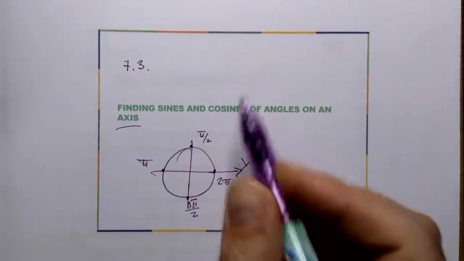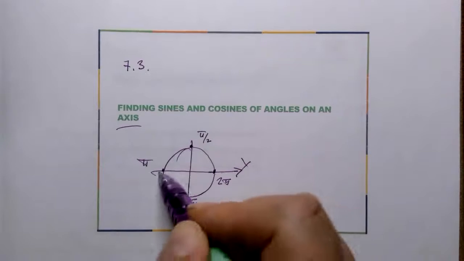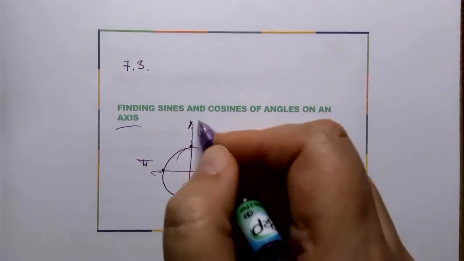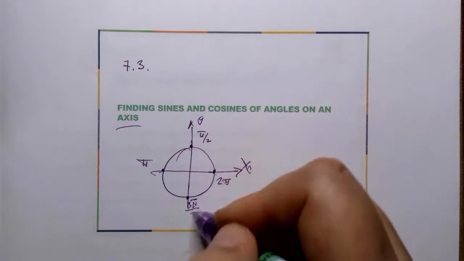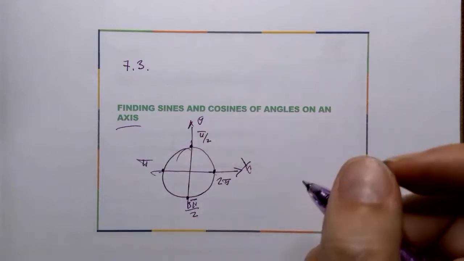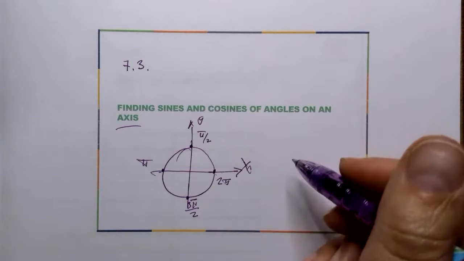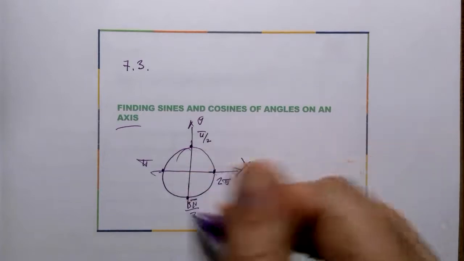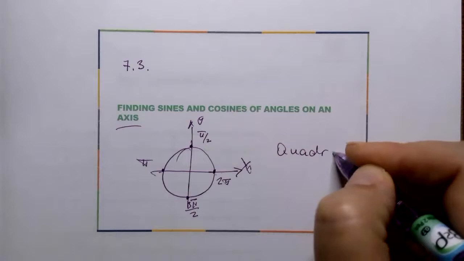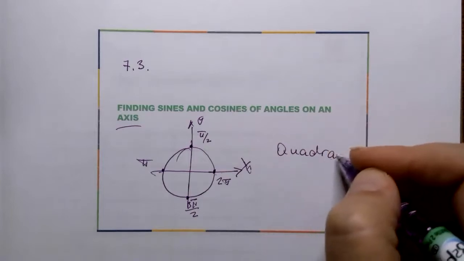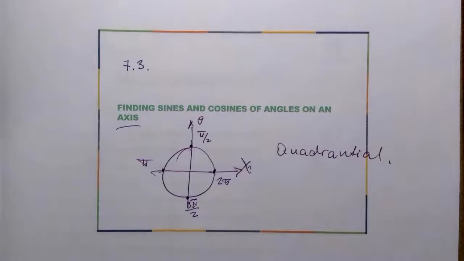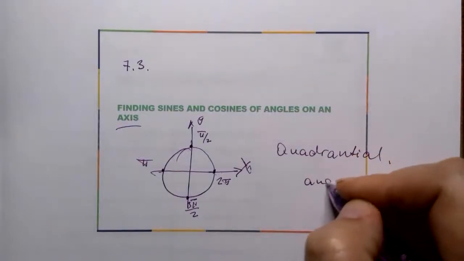On the x-axis we have 0, pi, 2 pi, so forth. And on the y-axis we have pi over 2 and 3 pi over 2, and also their multiples. Okay. Also, these angles are called quadrantal angles, just as a reminder. Quadrantal angles.